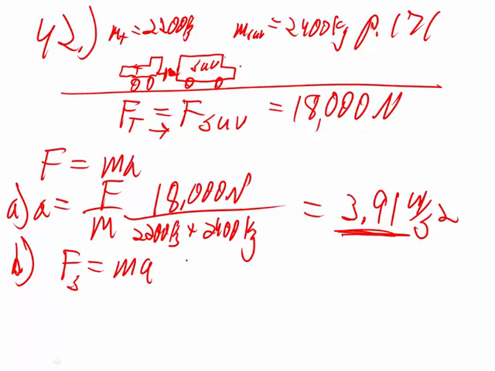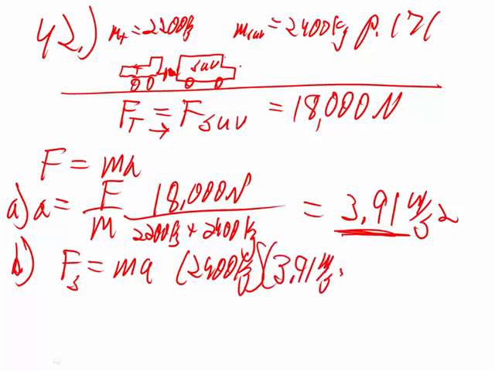But now look, what was the mass of the SUV? It's 2,400 kilograms, okay? And what was the acceleration? 3.91 meters per second squared. So what do we get for an answer? We get 2,400 times 3.91, and we get 9,384. So we get 9,384 newtons.